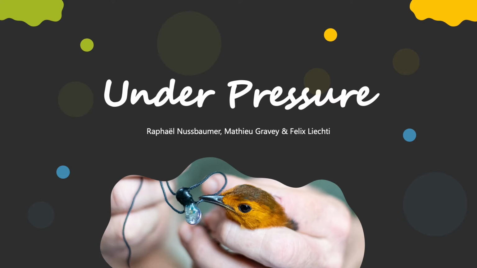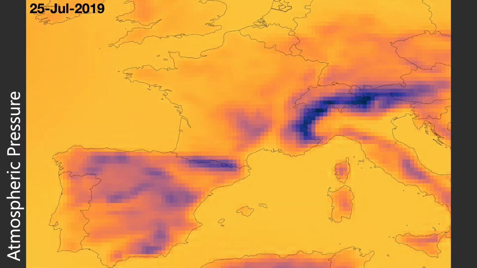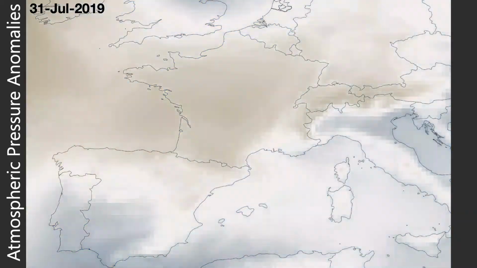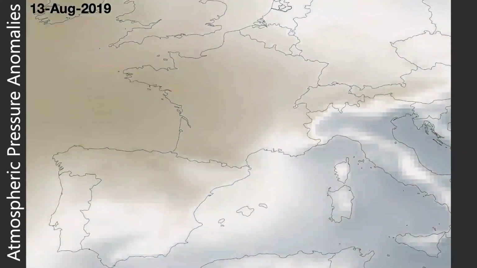improve geolocator positioning. As you know, atmospheric pressure varies with altitude. That's why pressure measurements taken by geolocators are used to estimate birds' altitude. But what we've missed is that pressure also varies with time. Indeed, if you've been looking closely at this video, you'll have noticed very small temporal variation. These temporal variations are actually quite big if we remove the altitudinal component.